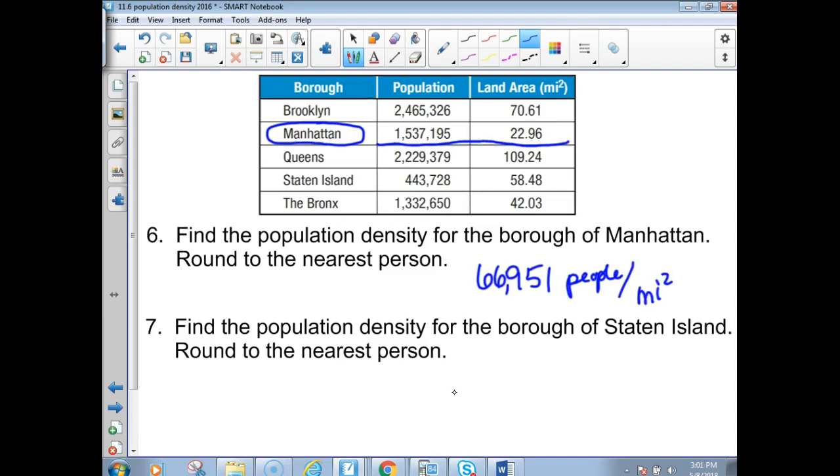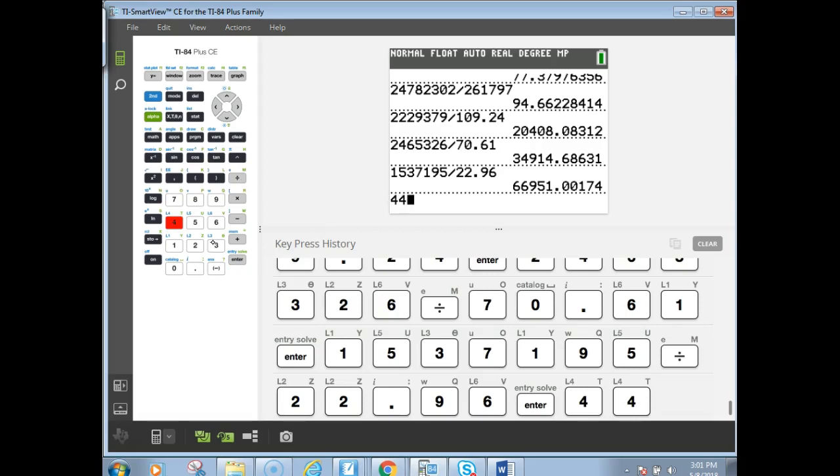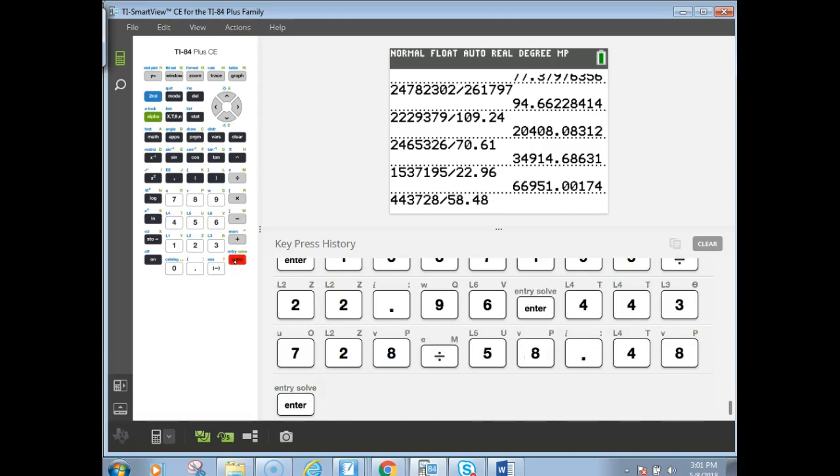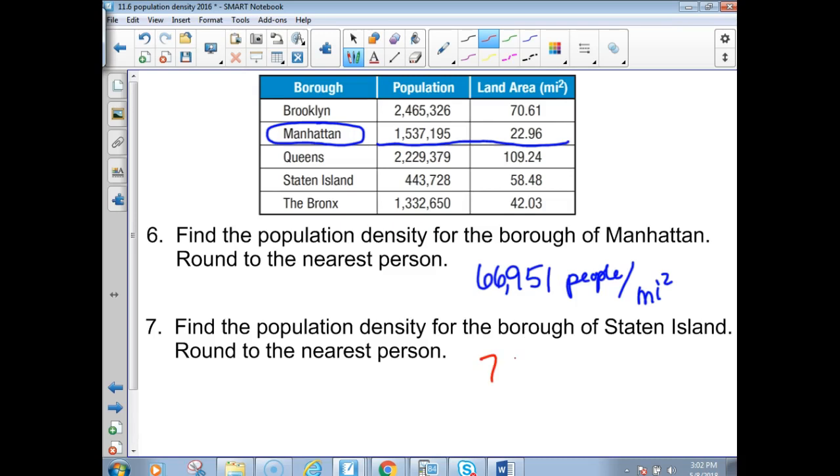Okay, now we're going to find out Staten Island, and then we're going to make some comparisons. I think we got the Bronx to do as well. Okay, Staten Island, just divide. We got in the chart. This is probably one of the easier things we've ever done. Divide that by 58.48. 7,005. That's the smallest one we've seen so far. We're going to round that one to 7,588 people per square mile.